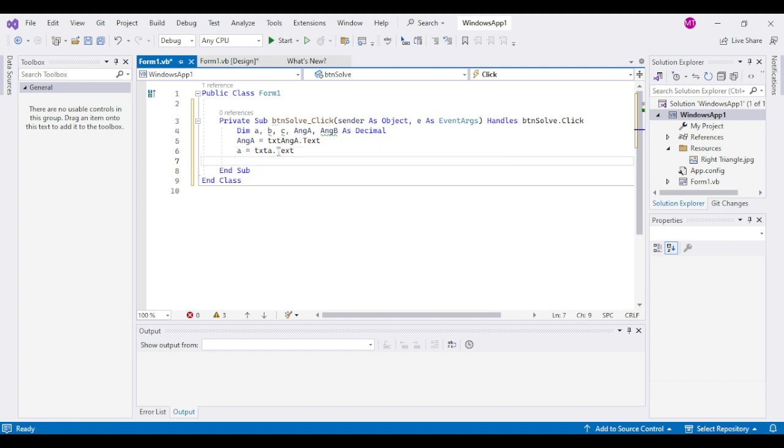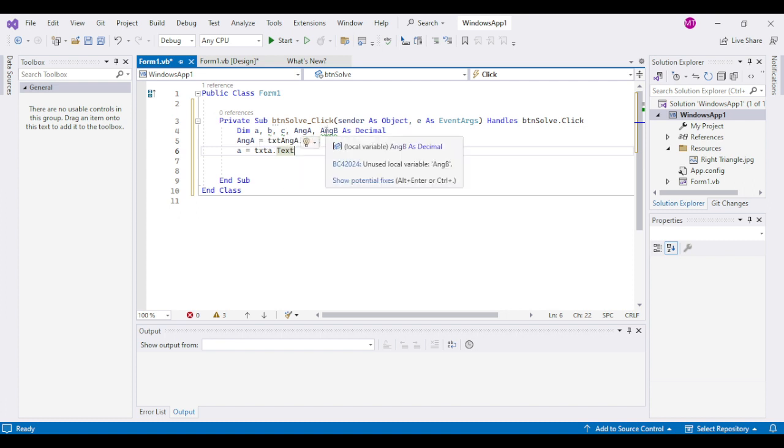On the next code is our formulas. So next we have to solve for angle B, but we cannot solve for angle B yet because we don't have the hypotenuse and the adjacent of angle A. We don't have the two sides. So what can we solve is either B or C of angle A. Let's solve for the side B first.